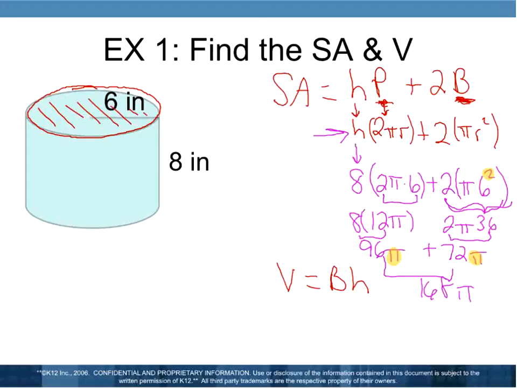So let's think on a quiz. This might be your answer, saying inches squared. Or they might actually multiply out the 168 times pi. So on a quiz, if they're going to multiply it out, what is my approximation of pi? I do it times what?